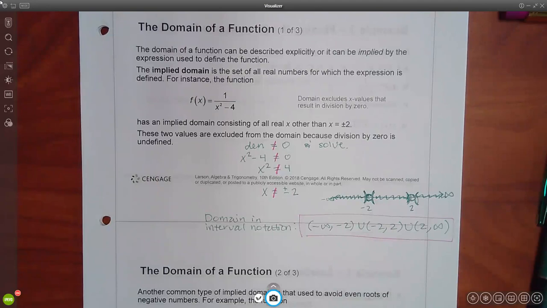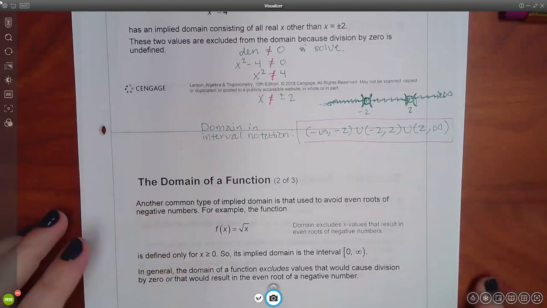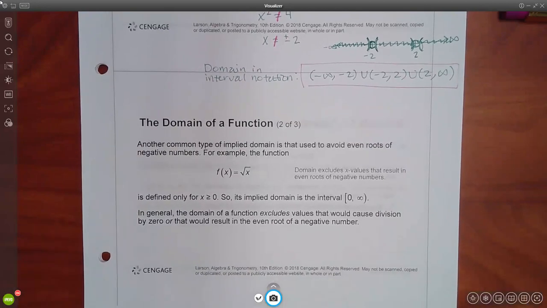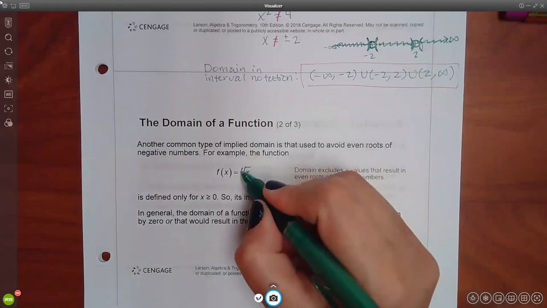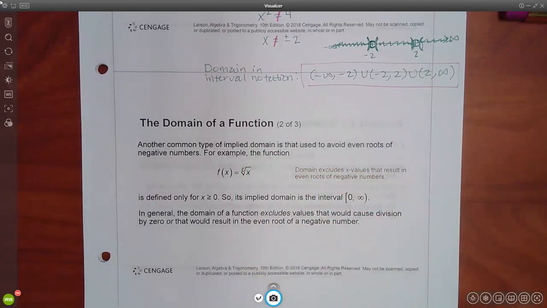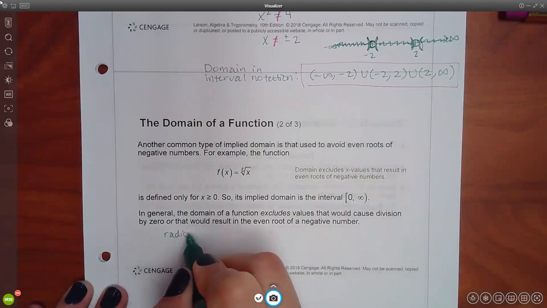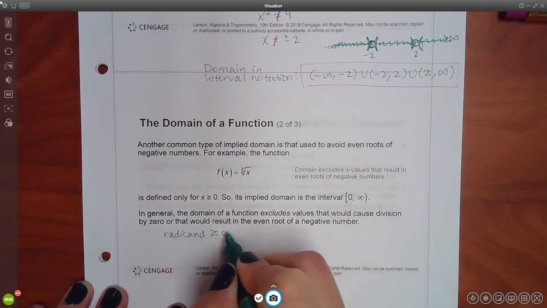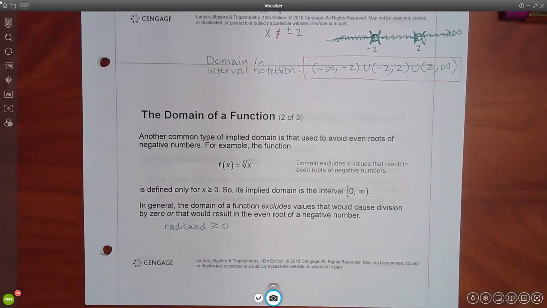Now, square roots. Square roots are another one of those special situations where we have problems. Problem child. For this one, we know that we cannot take an even root, even as in 2, 4, 6, of negative numbers. We can't take square roots, fourth roots, sixth roots or eighth roots of negative numbers. So if your little index, this little number right there, is an even number, then you have to do this: you take the radicand greater than or equal to zero, because it can be positive inside there and it can be zero inside there. It just cannot be negative.